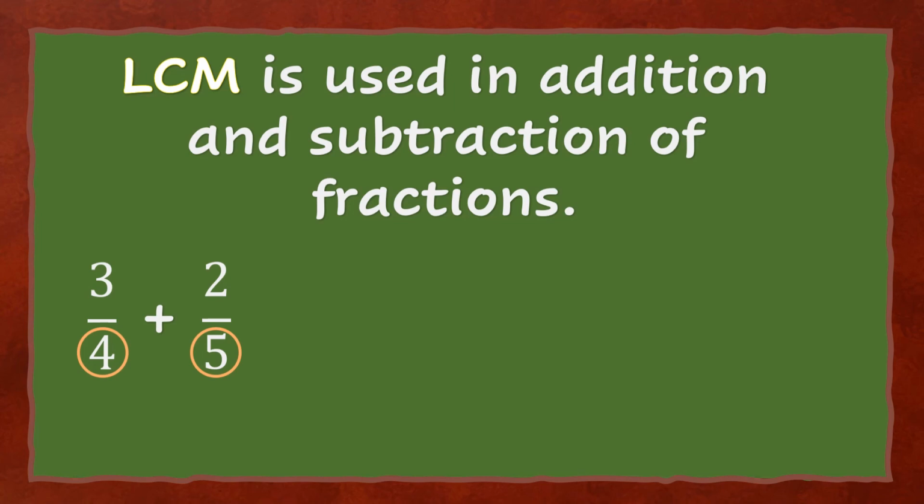Let's find the LCM of 4 and 5. What do you think is the LCM of 4 and 5? Yes, you are right. It's 20. And 3/4 will become 15 over 20. How could that be? That happened because I got the equivalent fraction of 3/4. Therefore, we can say that 3/4 is equivalent to 15 over 20.